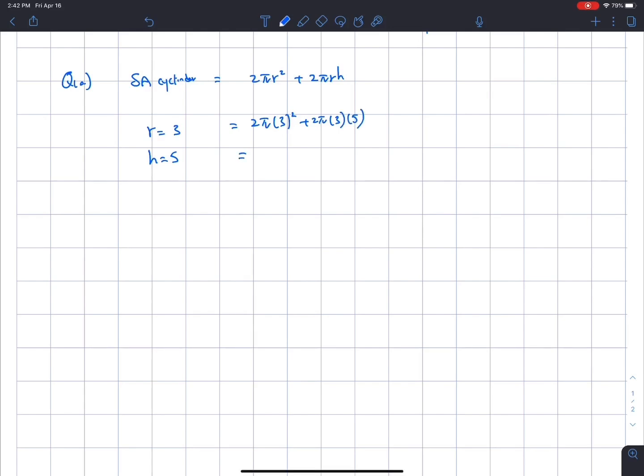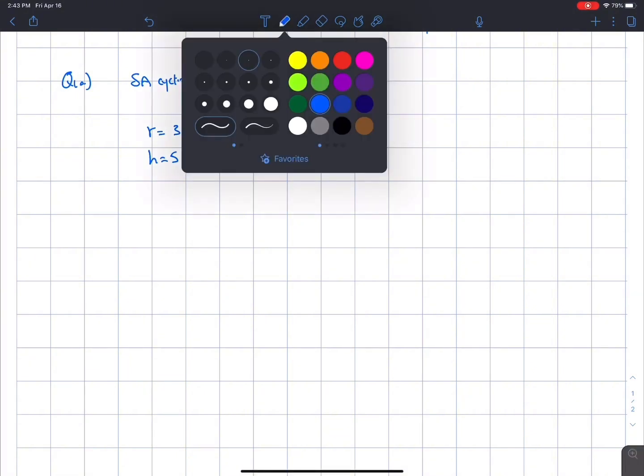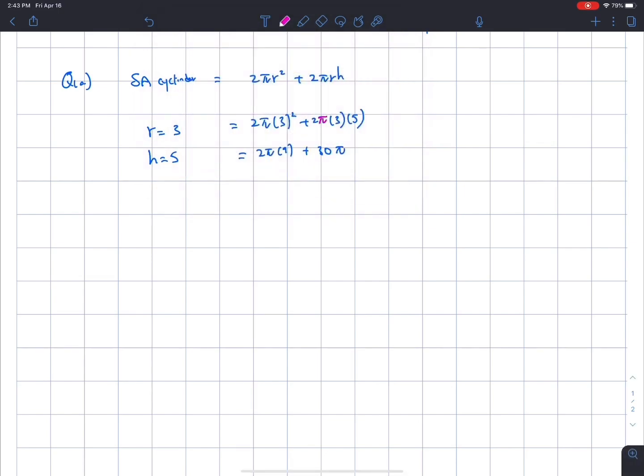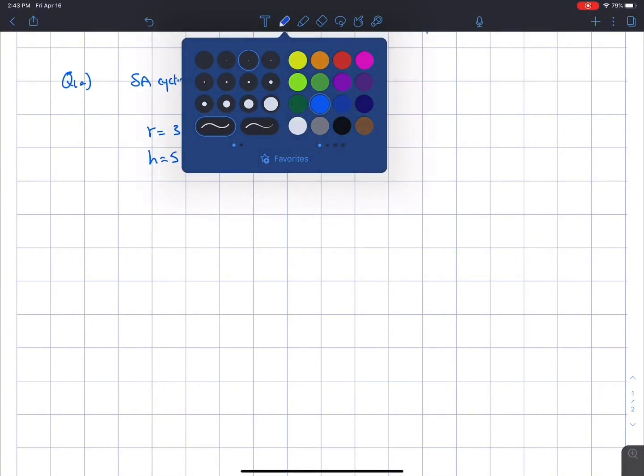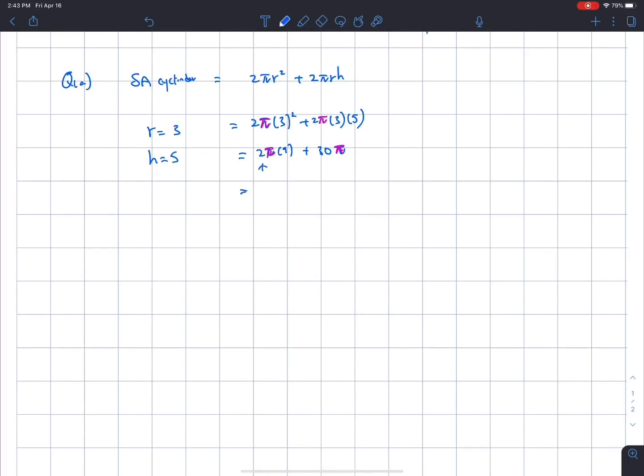They want us to give exact answers. So this is 2 pi, 3 squared is 9, and then 2 times 3 is 6. 6 times 5 is 30. So you can just leave the pi alone. This is just 30 pi. Okay, so you can really just leave this pi alone. We are going to leave those pi alone. And that's how you find exact answers. So 2 times 9 is 18. We have 18 pi plus 30 pi.